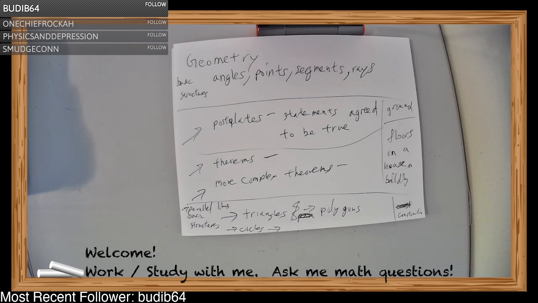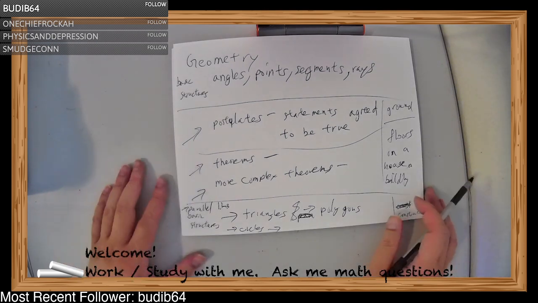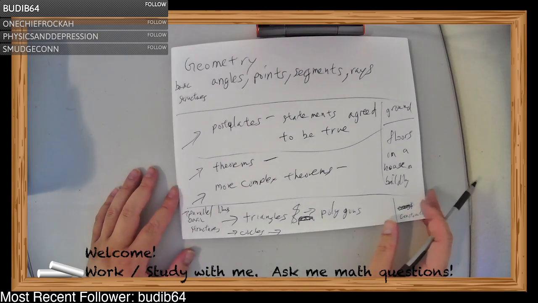Yeah, triangles takes a long time to get through. You have your isosceles triangles, you have your equilateral triangles, you have right triangles, obtuse, acute, and some combinations of those sometimes. And so that's kind of the way that is.